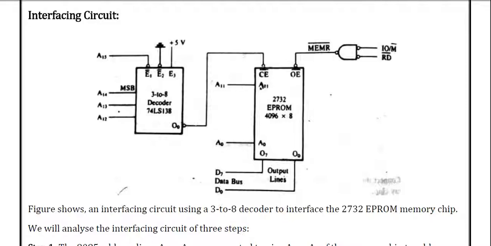This is the diagram of an interfacing circuit. Here we have the EPROM, which is the erasable programmable ROM. Here we have the memory read device, which generates the memory read signal, and by this 3 to 8 decoder we generate a selection unit. The selection unit selects, and the data goes from A0 to A11. This is the address line, A0 to A11, and D0 to D7 is the data line, which is for the data bus.